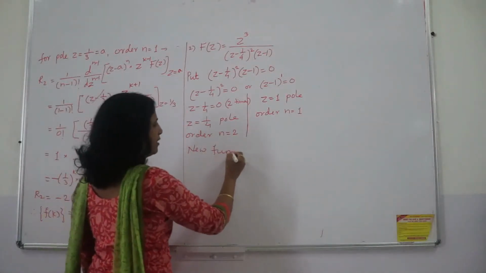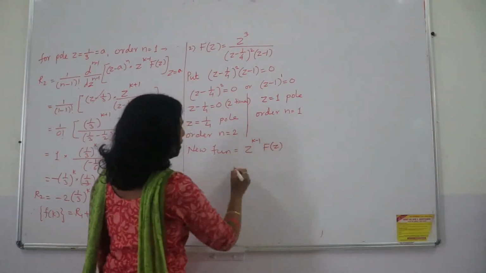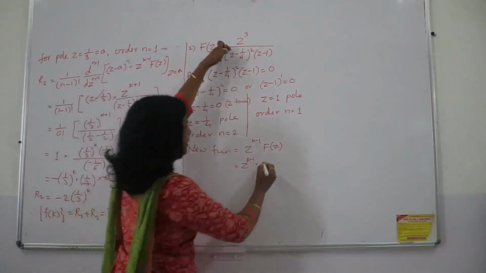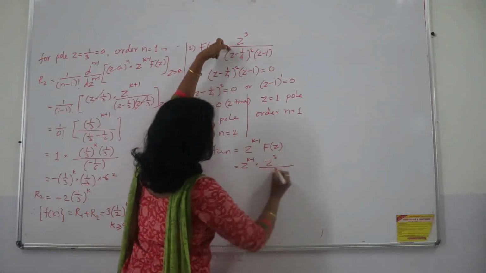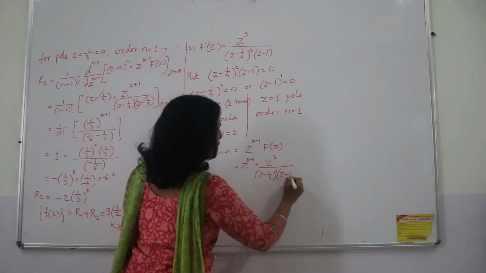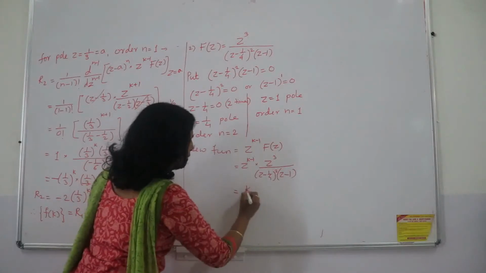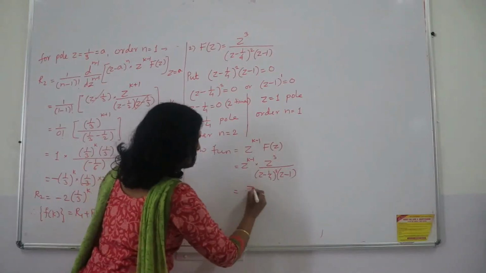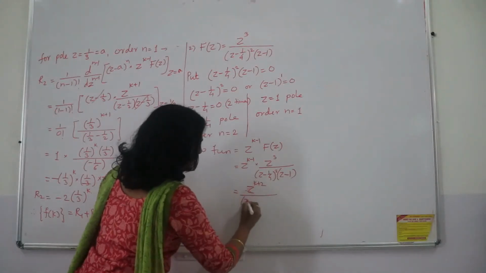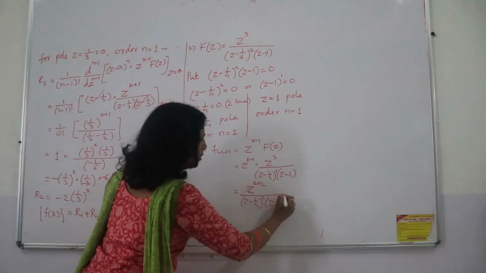So the new function is defined as z raised to k minus 1 into f of z. So this is equal to z raised to k minus 1, which is simply a factor to be multiplied with z cube upon (z minus 1 by 4) square, (z minus 1). Right? Now the base is the same again, so the powers are added in the numerator. So this will give me z raised to k plus 2, and the denominator is still (z minus 1/4) square and (z minus 1). This is my new function.